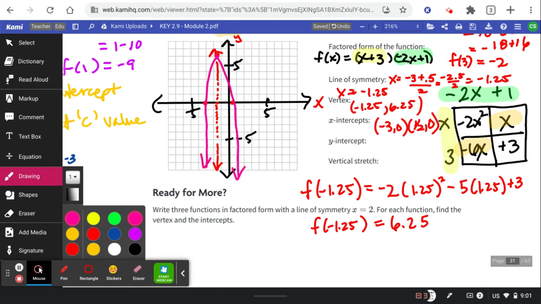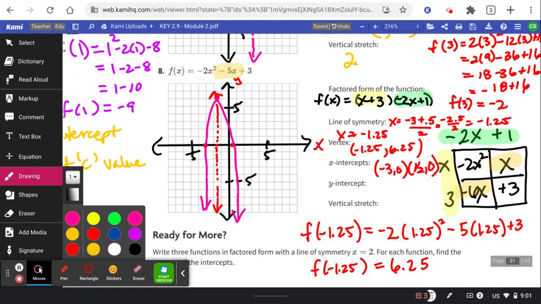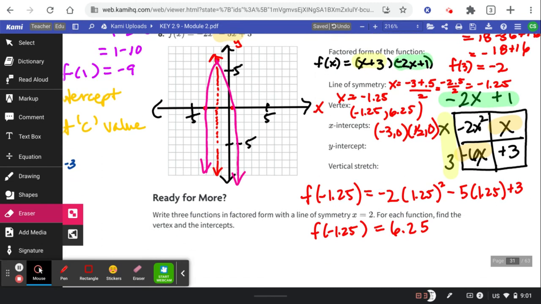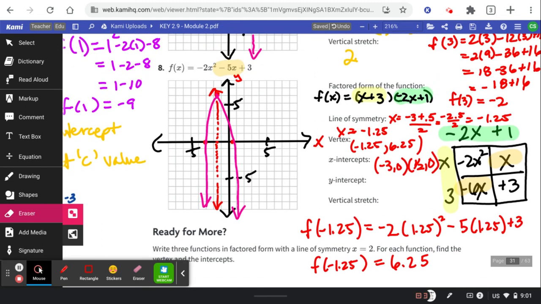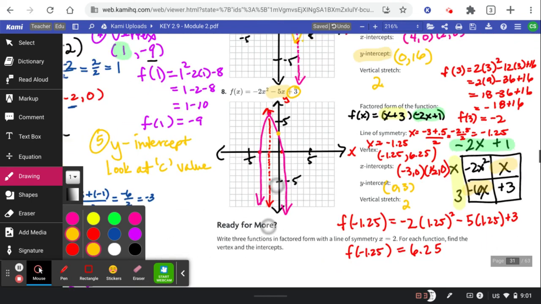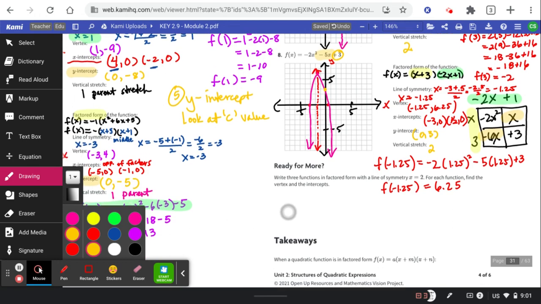Why is it an upside down parabola? Because it's got this negative right up here out front. Okay, so what's my y-intercept of this graph? (0, 3). And then my vertical stretch is a 2. The orientation is upside down. All right.